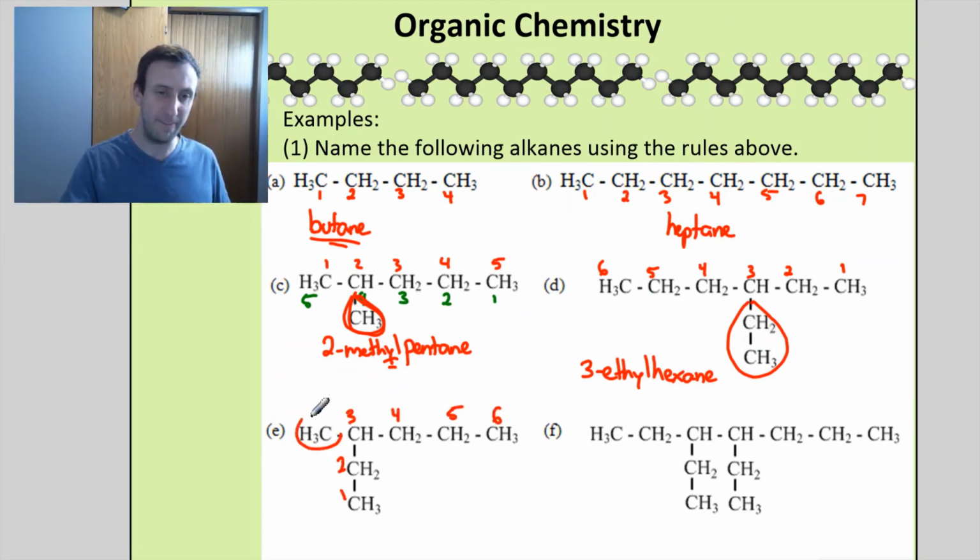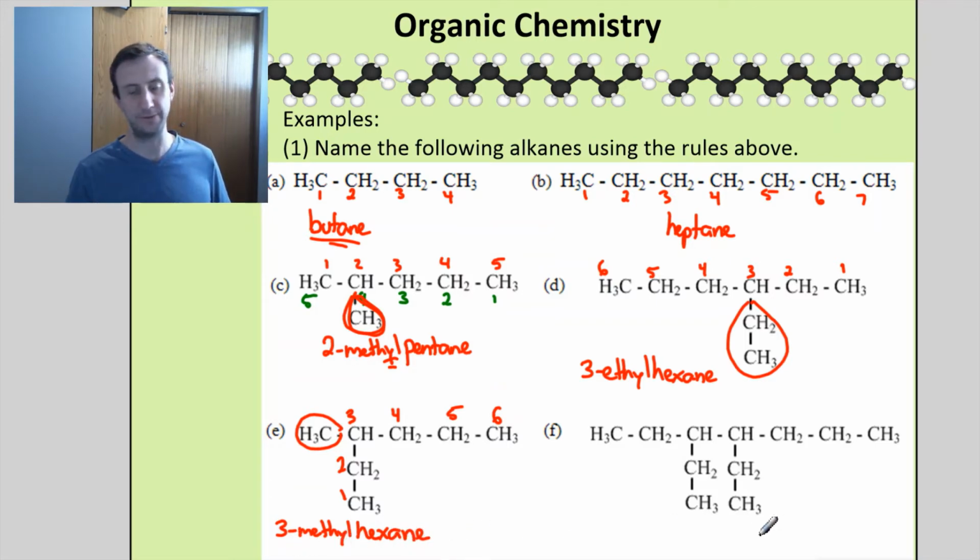So this is a methyl group on carbon number 3. If I went from right to left and then down, it would instead be 1, 2, 3, 4, 5, 6. So this is the better numbering, 1, 2, 3, because I reached the branch on 3. So this is 3 methyl hexane. 3 methyl hexane is the name for this one.